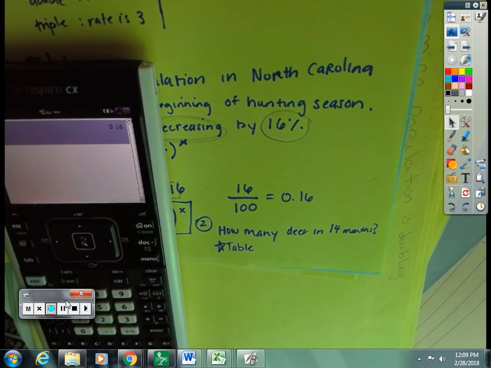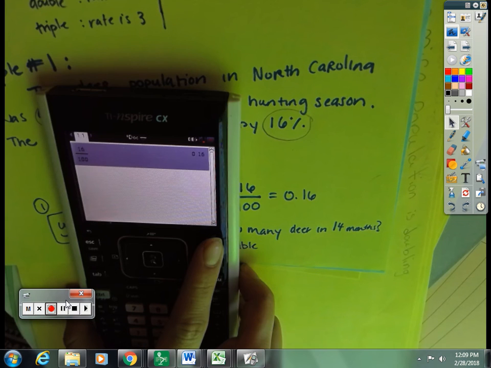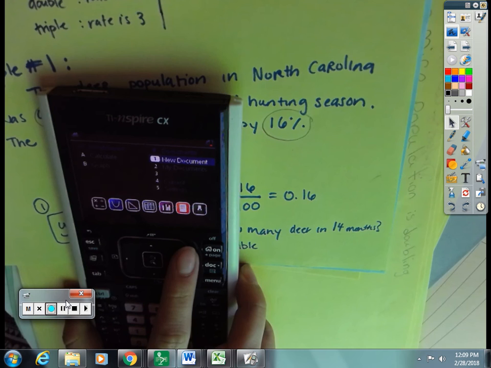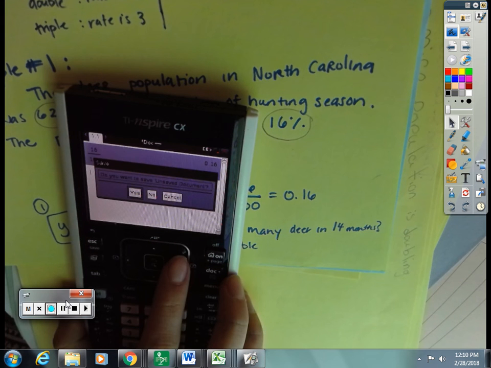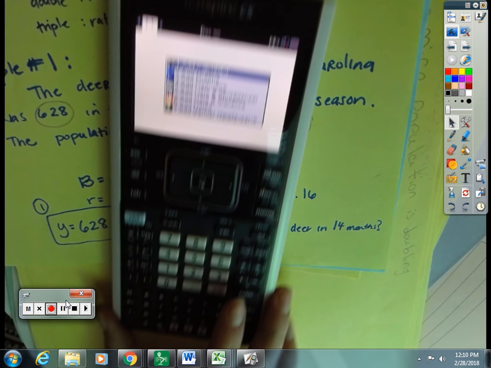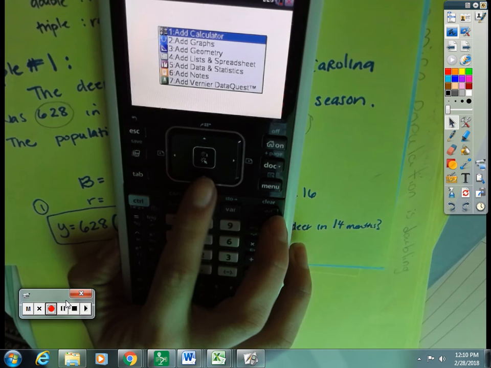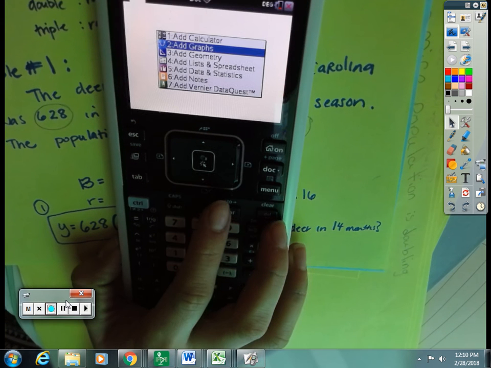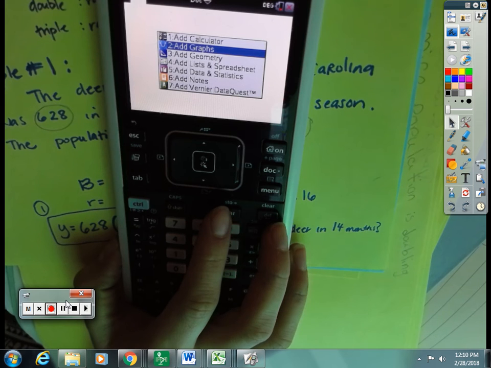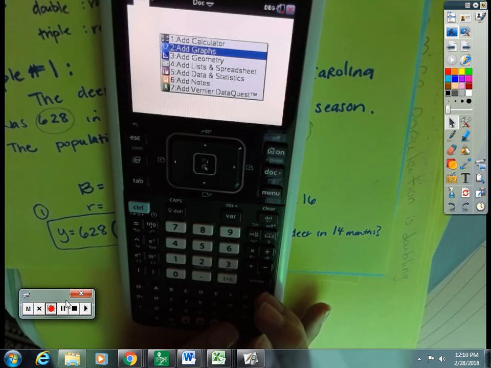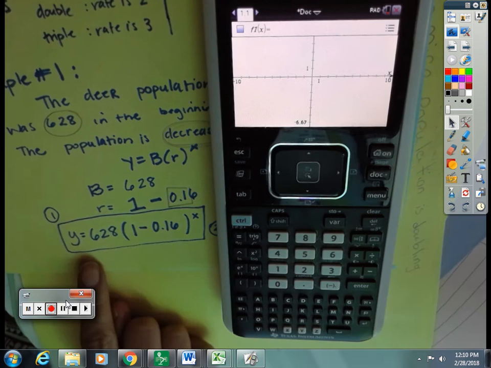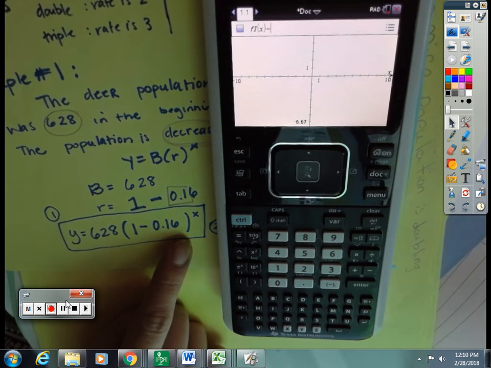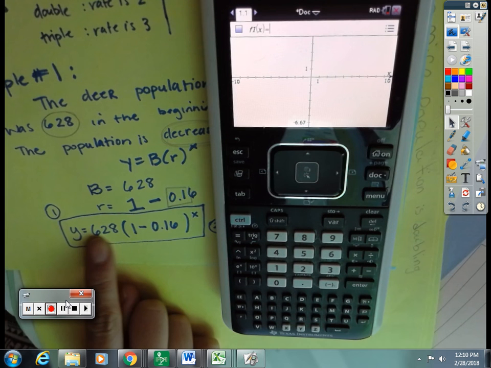Alright, so you're going to go to a new document. New document. Again. And you're going to go to graphs this time. Our strategy is going to be using the table on the calculator to answer this question. When you get to graphs, you're going to type in your equation into the calculator. I'm going to show you how to do that. You're going to type this into the calculator to make a table.